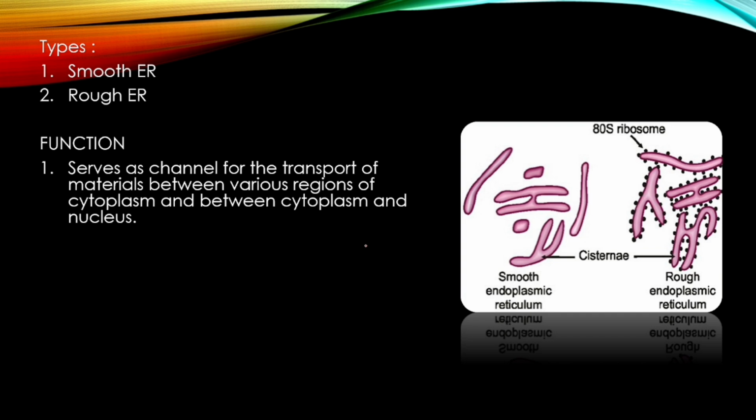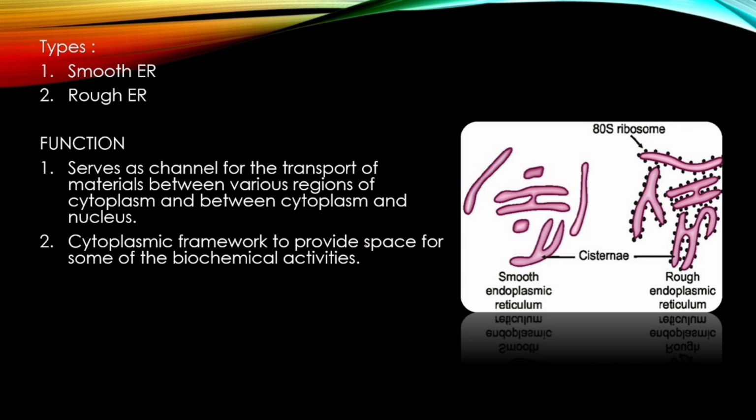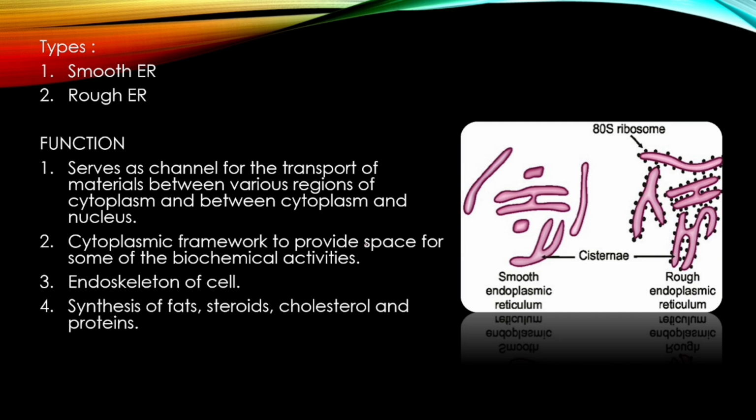Now, to discuss the functions, ER serves as a channel for the transport of material between the various regions of cytoplasm and between the cytoplasm and the nucleus. Cytoplasmic framework to provide space for some of the biochemical activities. It is the endoskeleton of the cell, and it helps in the synthesis of fats, steroids, cholesterol, and protein. Now, fat, steroids, and cholesterol is for the smooth endoplasmic reticulum, and proteins basically the rough endoplasmic reticulum. Now, directly they are not involved in the synthesis.